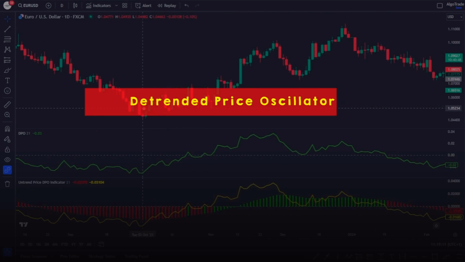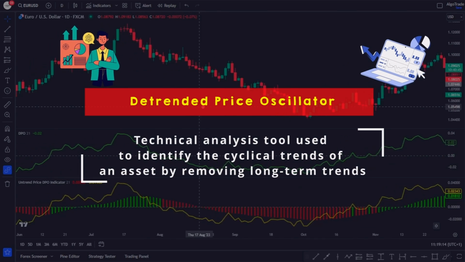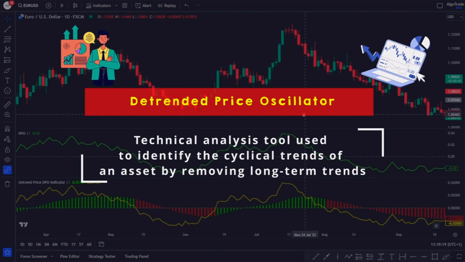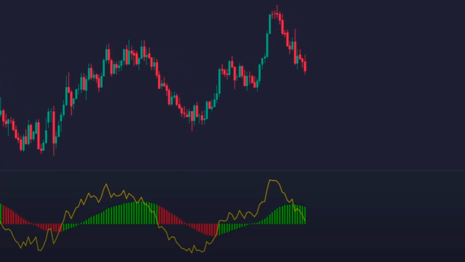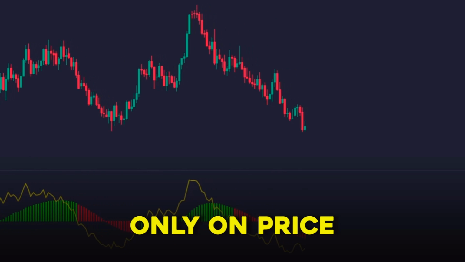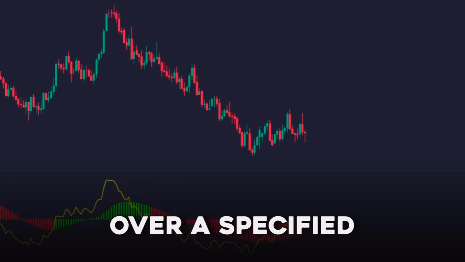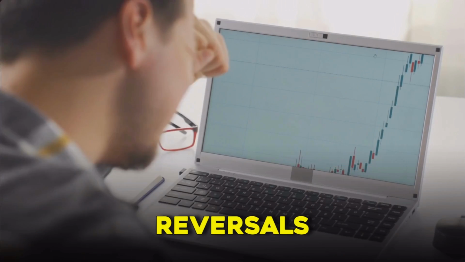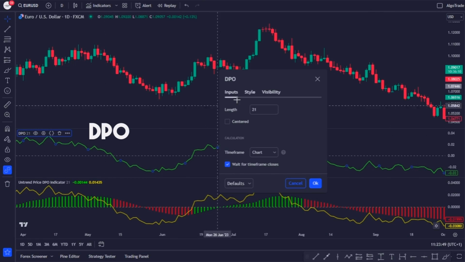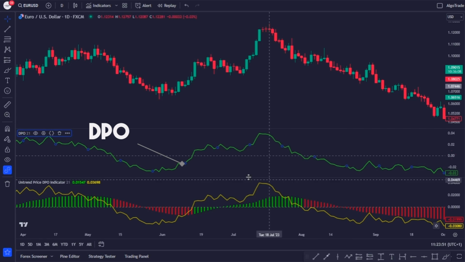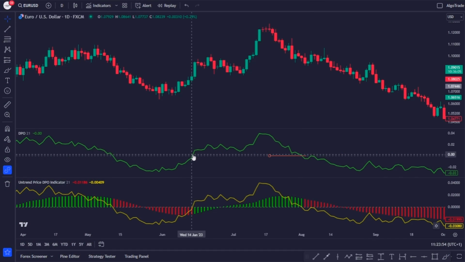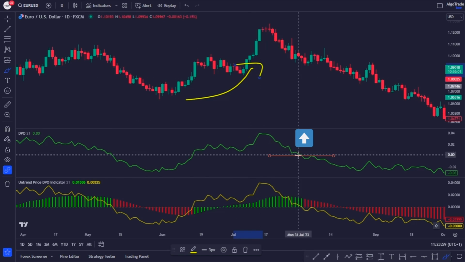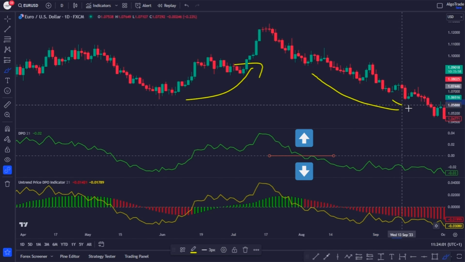By definition, the DPO is a technical analysis tool used to identify the cyclical trends of an asset by removing long-term trends. Unlike other oscillators, the DPO focuses only on price movements over a specified period, helping traders spot short-term patterns and potential reversals. This tool is plotted on your chart as a line, the DPO, that oscillates around a zero level. When the line is above the zero level, it means the market is trading up, and when it is below the zero, it means the market is trading down.